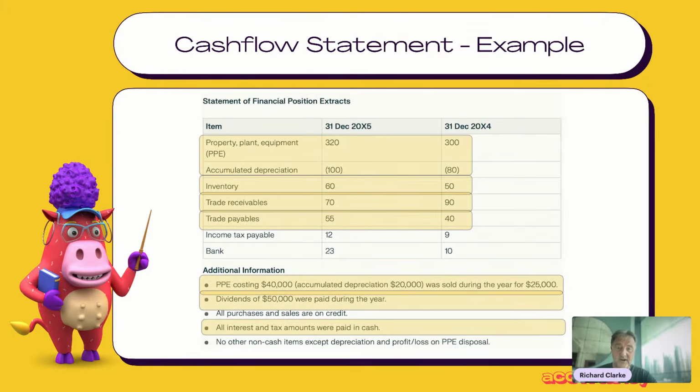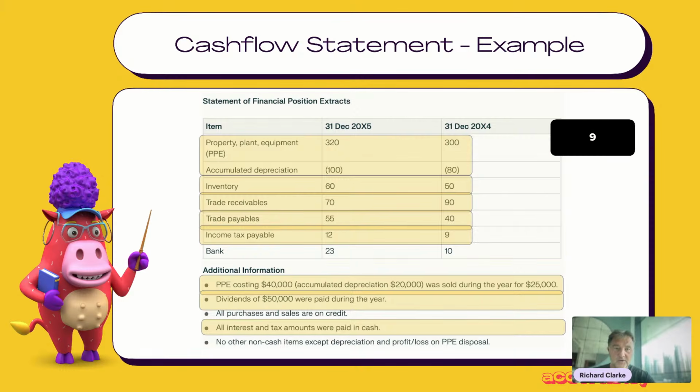And then what I'd like you to do, in the exam, is go back now and have a look and think, well, have I missed anything? Yes, you have. You've missed income tax. So, income tax. Now, what was the opening balance? Just make sure you get the years right, because this is an extract from the SFP. Your opening balance was 2004, which was 9. Your closing balance was 2005, which was 12.